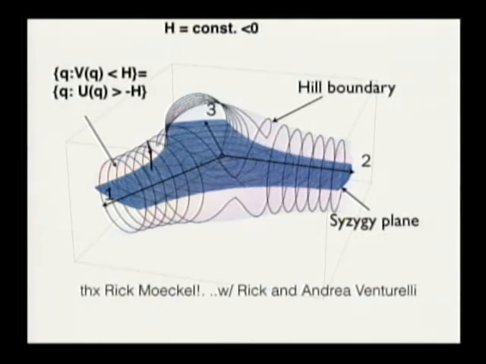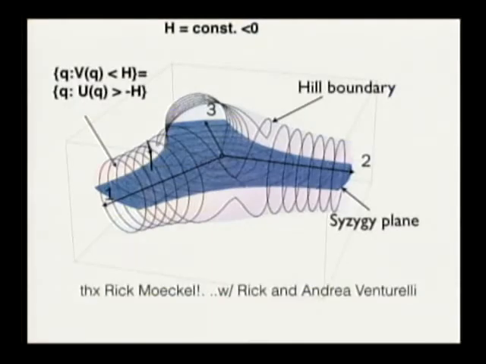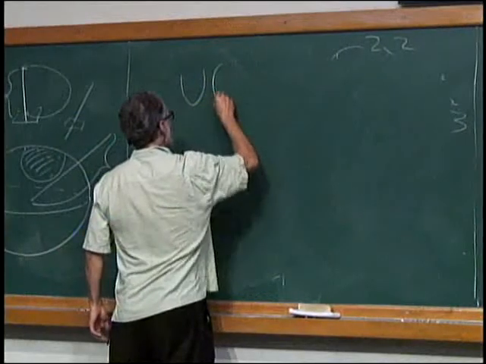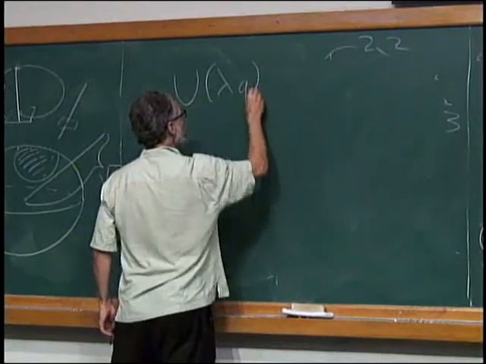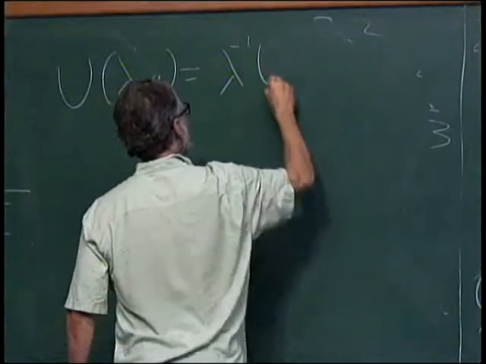Okay, if you look at U, the potential, let's go back to the potential. There's U. U is homogeneous of degree -1.